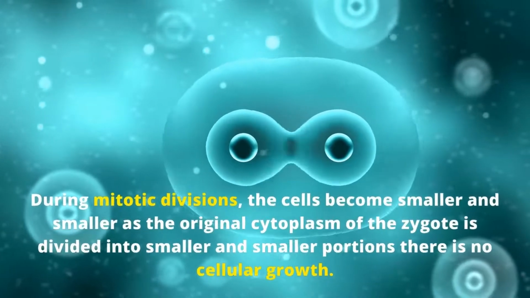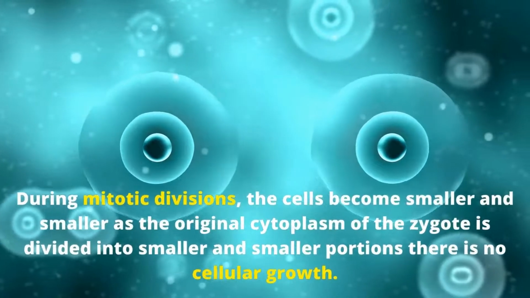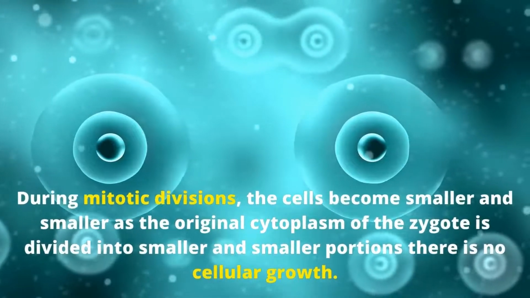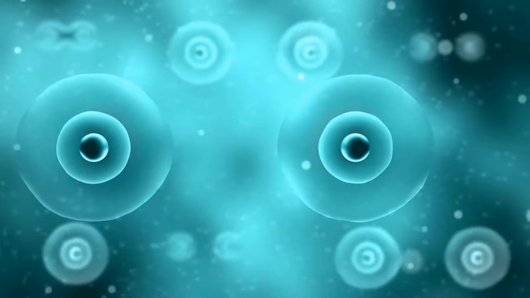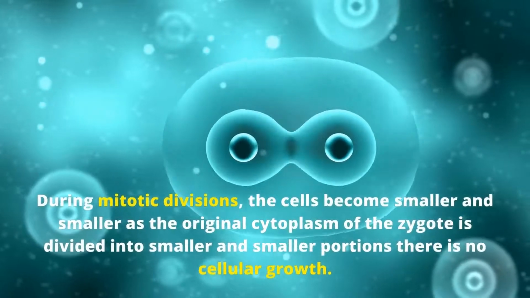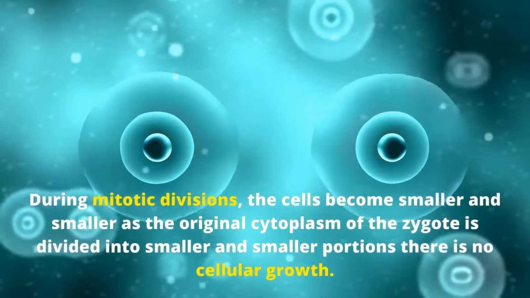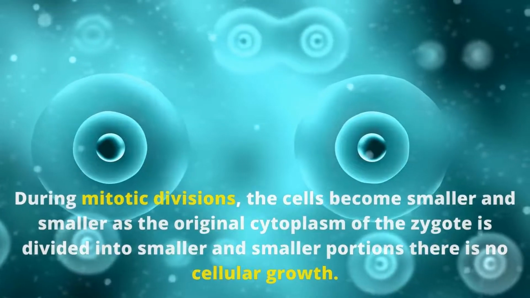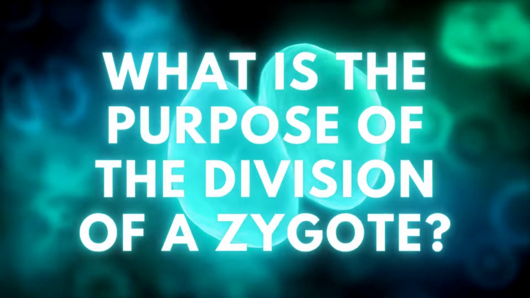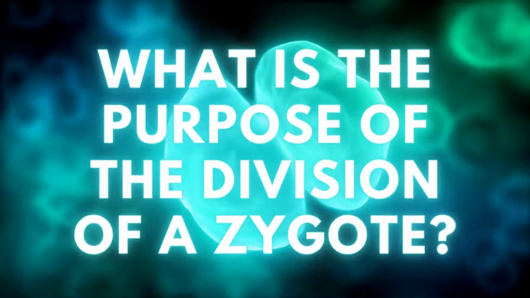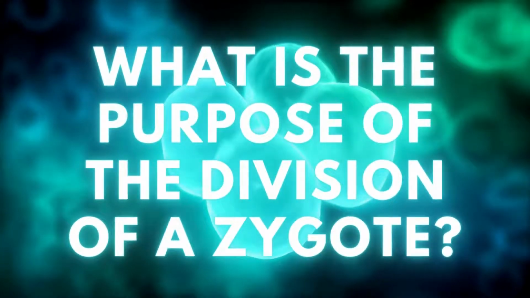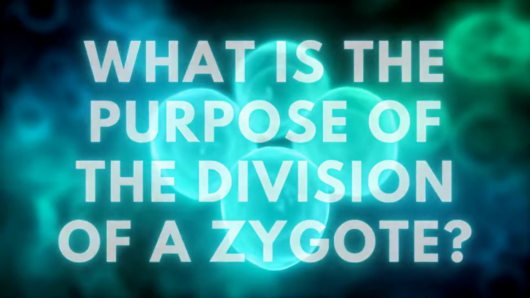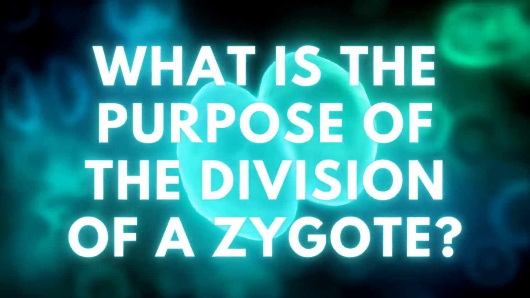But even though the cells divide and increase in number, there is no growth. The cells continue to divide and get smaller and smaller, but they are still equal in size and have the exact genetic information. So back to the question, what is the purpose of the division of a zygote? It is to divide the zygote into many identical cells that could later be used as the building blocks of an adult organism.